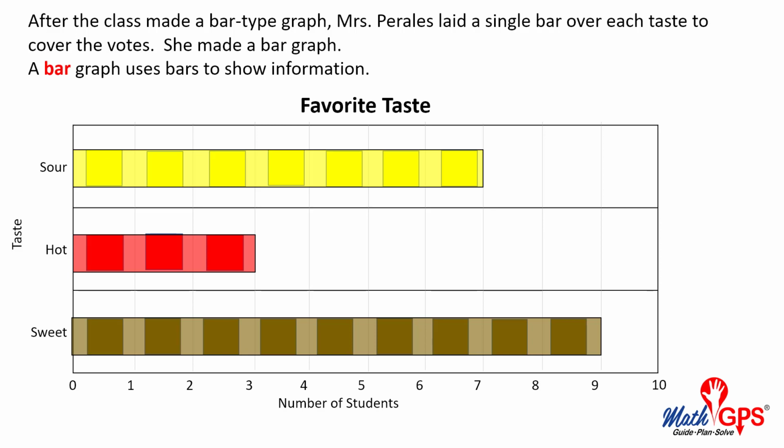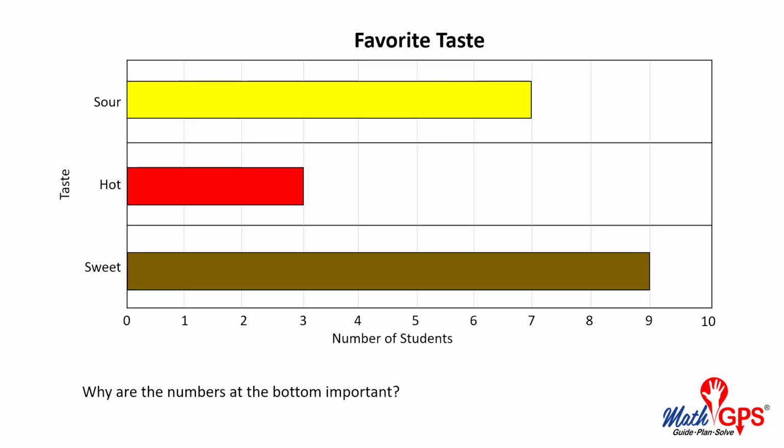After the class made a bar-type graph, Mrs. Perales laid a single bar over each taste to cover the votes. She made a bar graph. A bar graph uses a single bar to show information in each category. Why are the numbers at the bottom important?